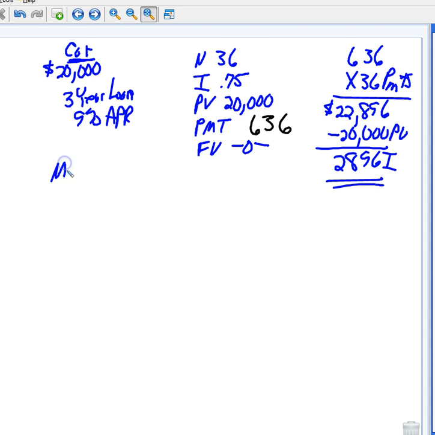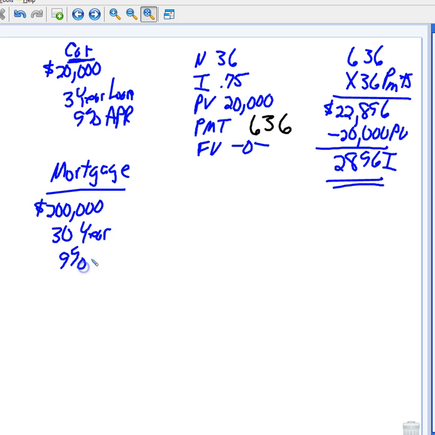How about a mortgage? Let's do longer. So that's just a 3-year loan. Let's do 9% again. So let's say we have a $200,000 house. So we borrow $200,000 for a house. Let's make it a 30-year mortgage. And let's also do 9% APR and see what we get. It's pretty high, but let's just see what happens.